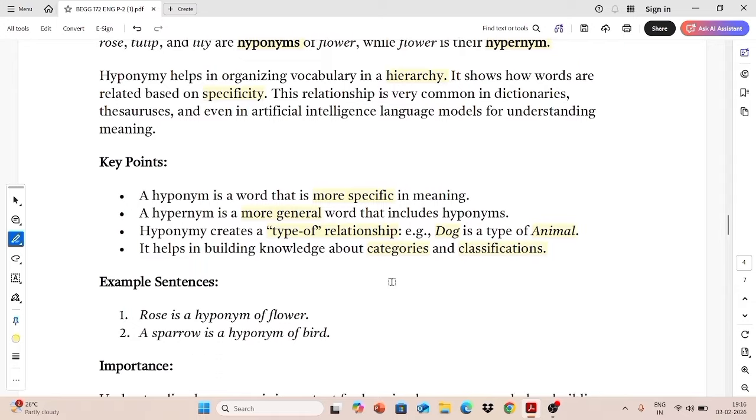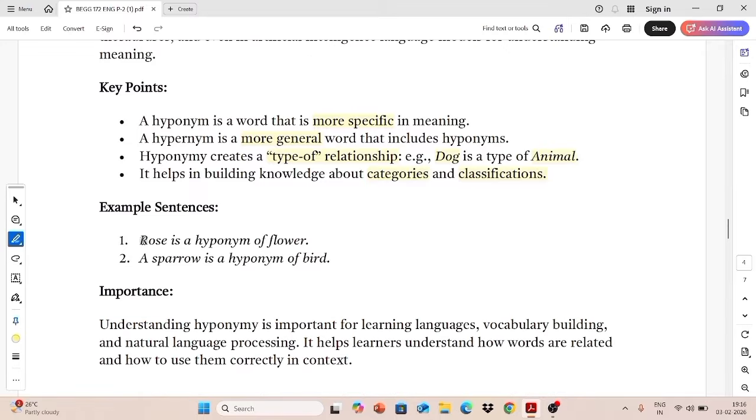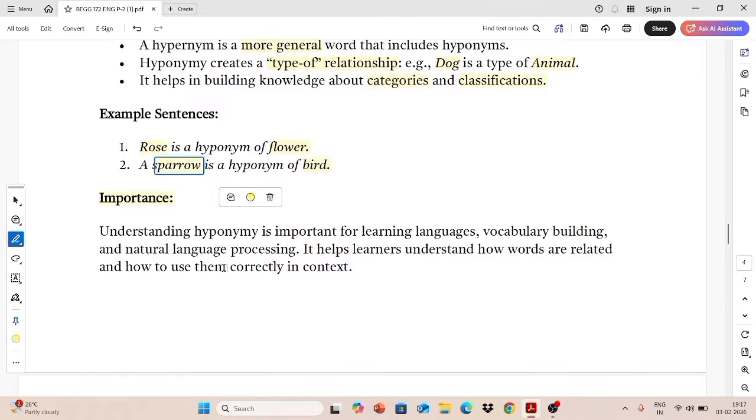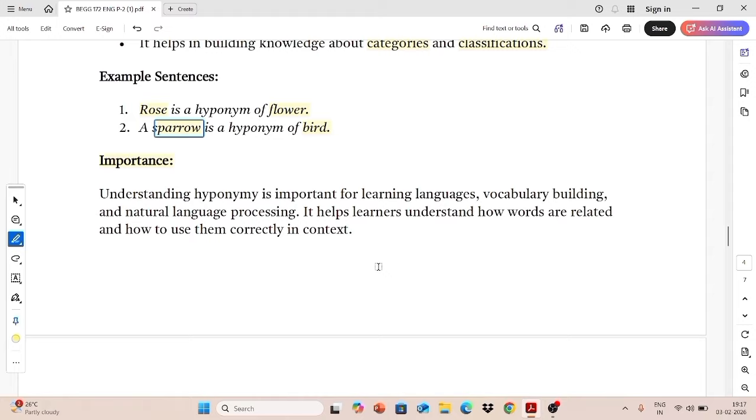So if I have to give you some examples, rose is a hyponym of flower, a sparrow is a hyponym of a bird, and one more example I can give is cat is a hyponym of animals. So why is it important to understand? Understanding hyponymy is important for learning languages, learning vocabulary, building natural language processing. It helps learners understand how words are related and how to use them correctly in context.